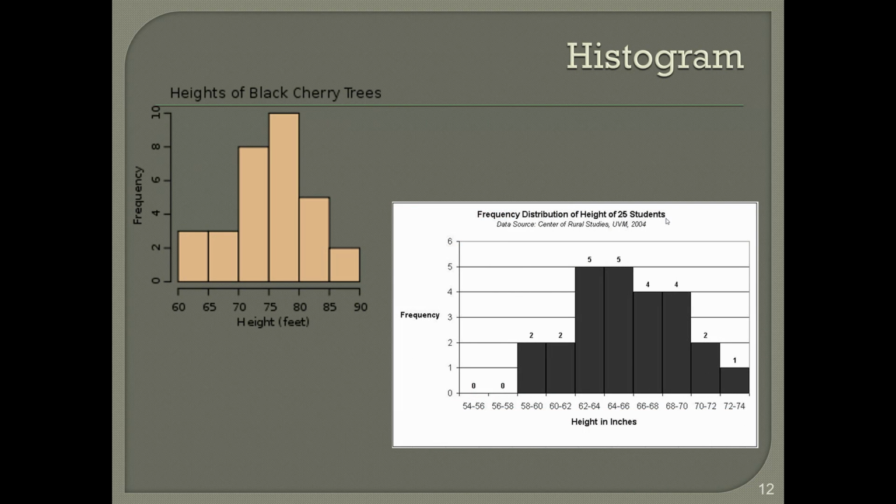Okay, a couple other examples. You've got heights of black cherry trees. So you've got certain groups of heights and then how frequently that height occurred. And it gives you the shape of the distribution. Height in inches. Again, you're talking about frequency. So when I said frequency distributions, that's kind of what I'm talking about here: how frequently did each height occur, and that gives me information about shape.